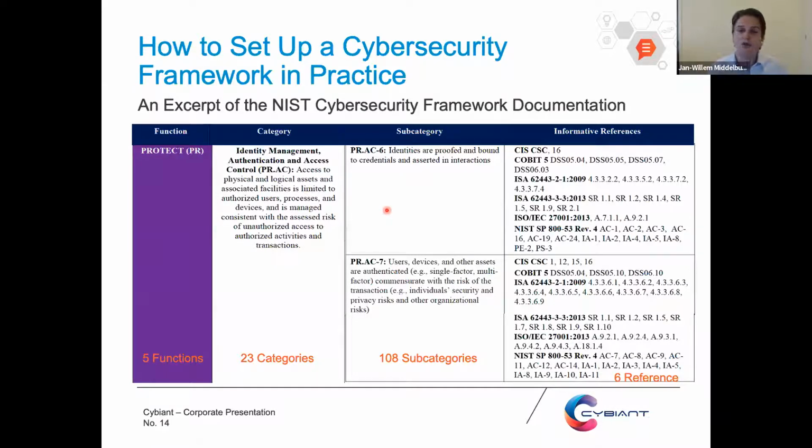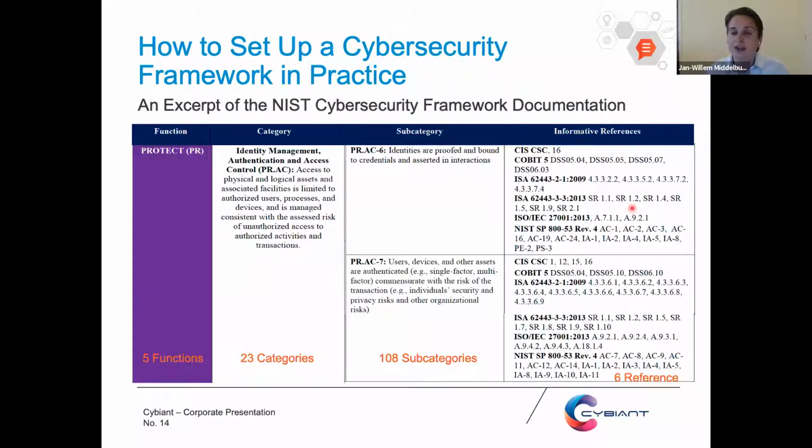Where NIST subsequently works further, and I think that this is the strength of the framework, is that it makes reference to leading and global best practices and standards. So for instance, on the previous slides, we looked at a number of different key best practices across the world, like for instance COBIT or the ISO 27000 standards. So within the framework, a reference has been made to where you can find good measures and good approaches in order to implement this subcategory successfully.